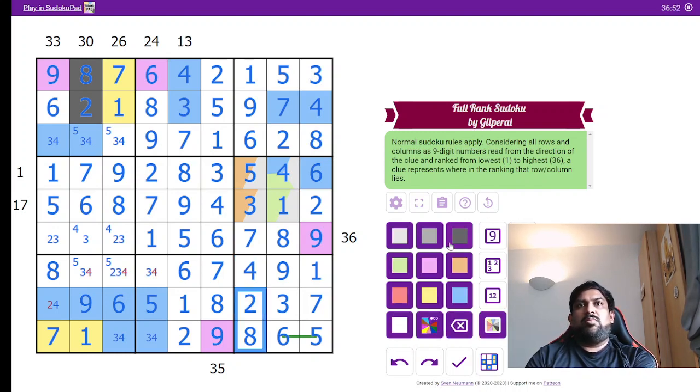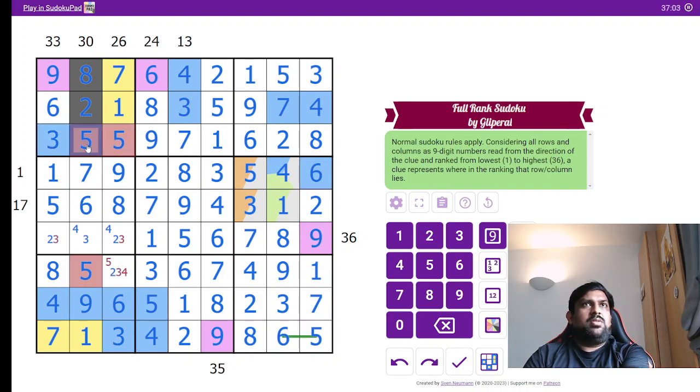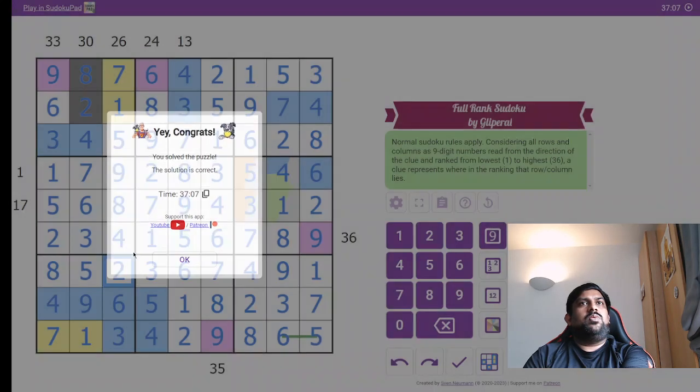So now let's remove the black color and compensate with the changes. Then this is a 4, this is a 3, this is a 4, this is a 3, this is a 5, this is a 5, this is a 3, this is a 4, this is a 3, this is a 2, 4, 2. We are done.